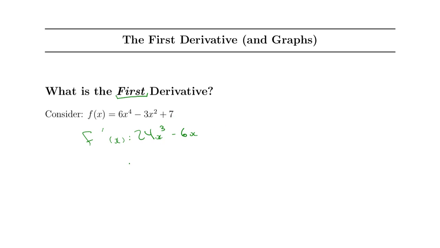Now, if there's a first derivative, there's also probably a second derivative. So, without having to think too hard, my guess is that most of you would say that the second derivative would be 3 times 24, that's going to be 72, x squared minus 6. And notice that we've just put two little tick marks here. We could call this f double prime.